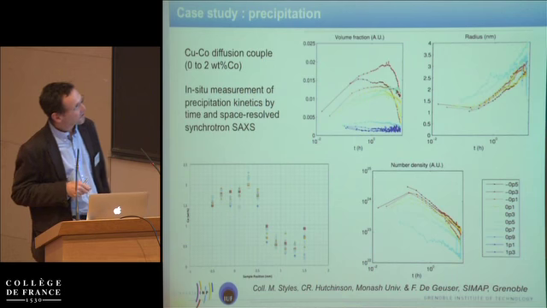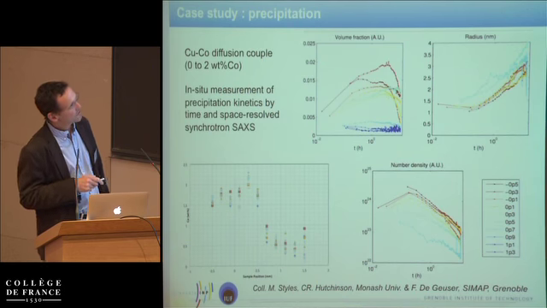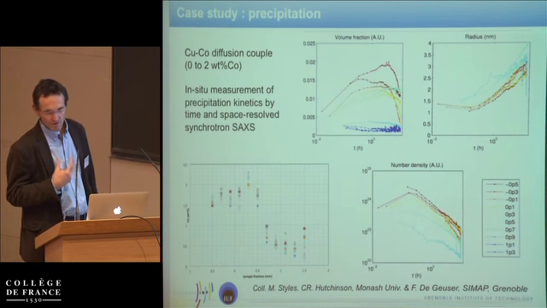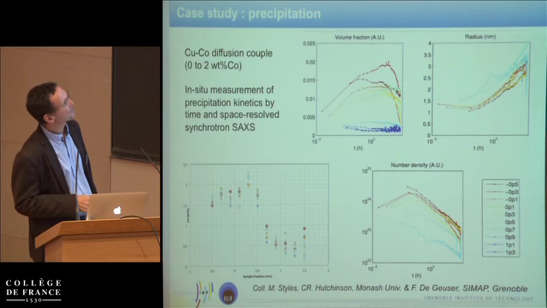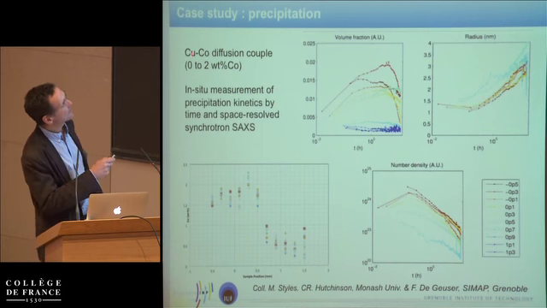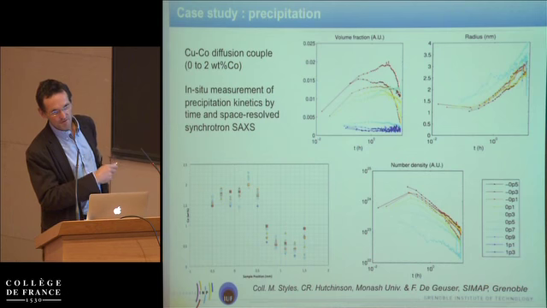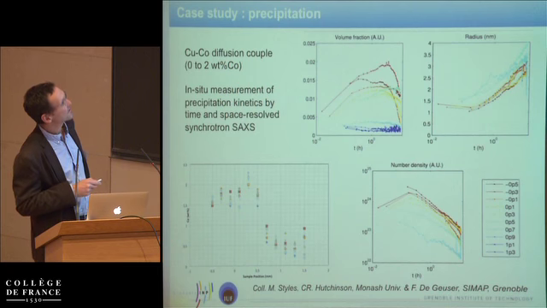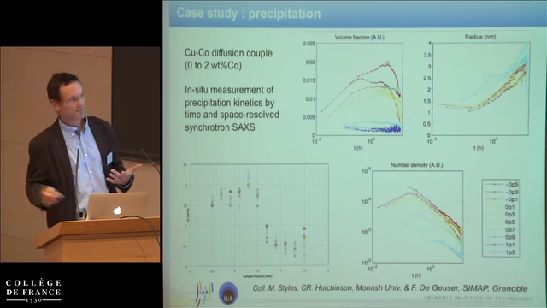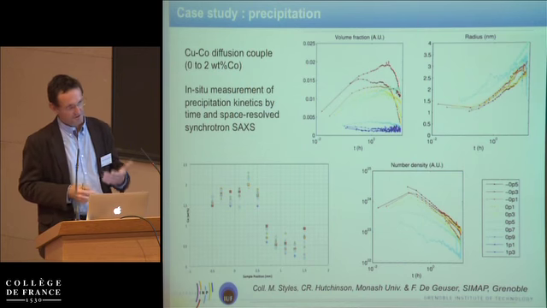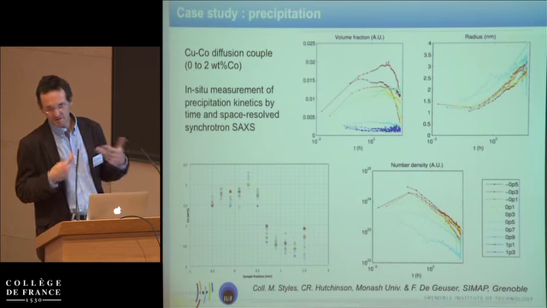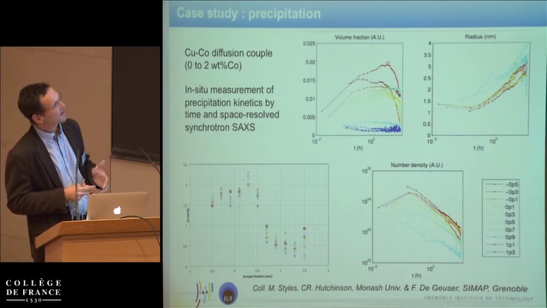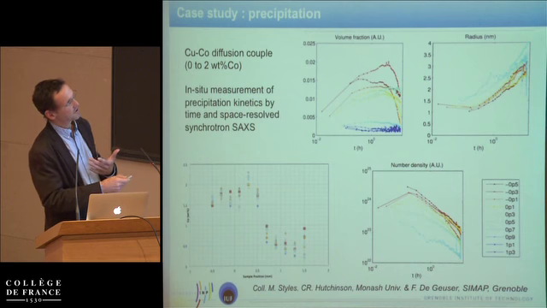Now, going back to precipitation, I wanted to show you some results, quite preliminary, but anyway, that allow you to reach both space and time resolution. This is a model alloy. It's just copper cobalt bonded to copper. On one side you've got pure copper, on the other side copper cobalt. Cobalt precipitates in copper. If you bond them, you have a continuous composition gradient. You can scan it continuously while heat treating the diffusion couple, and by small angle scattering, you can get all the precipitation characteristics.